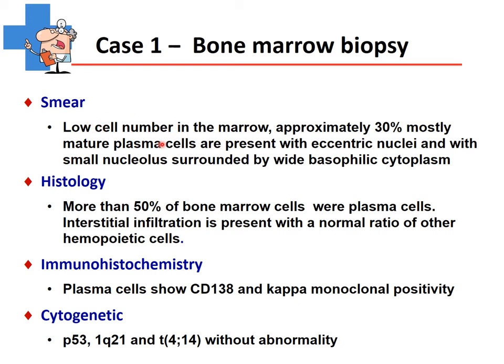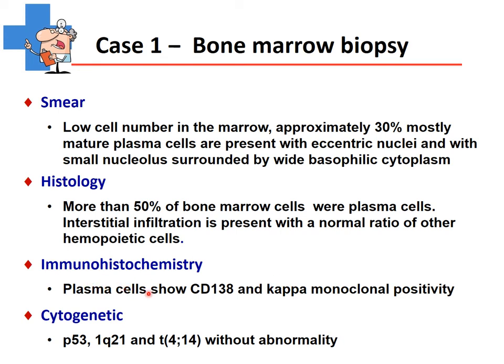Low cell number in the bone marrow, approximately 30%, mostly mature plasma cells are present with eccentric nucleoli and with a small nucleus surrounded by plasmaphilic cytoplasm. More than 50% of the bone marrow was plasma cells, as histological slides showed. Interstitial infiltration is present, and the normal ratio of other hemopoietic cells could not be obtained.